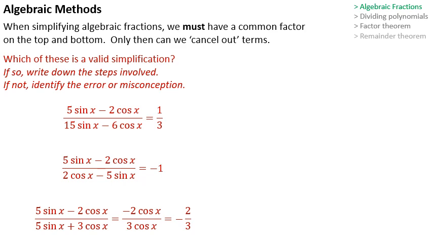I've deliberately dressed this up with a bit of trigonometry in here. You don't need to know very much about sin x and cos x. You just need to understand that sin x is the same as sin x and it's not the same as cos x, and that's all for the purposes of this. But think about whether you can identify any common factors, and if you can, you apply the rules that we already have for fractions to see which of these might be valid and which ones not.